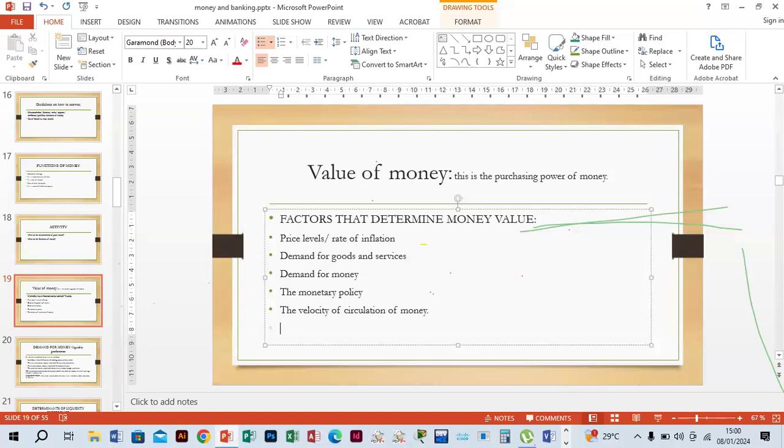While for the revaluation policy, the government deliberately increases the amount of money in circulation. This will lead to an increase in the aggregate demand for goods and services, which leads to an increase in the price levels of the goods and services, thus leading to a fall in the value of money. And then you can also add your friends' more factors if you have.